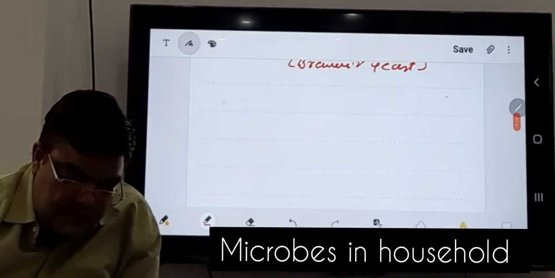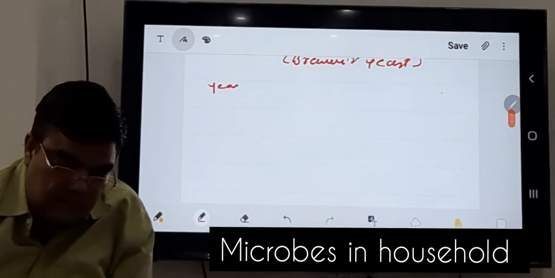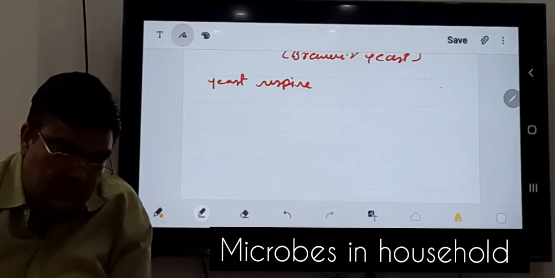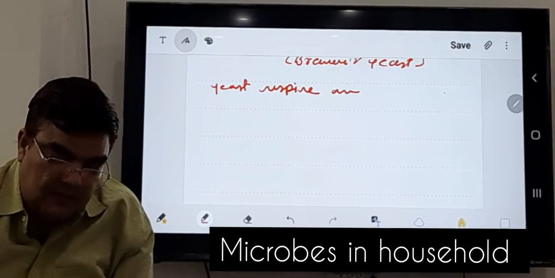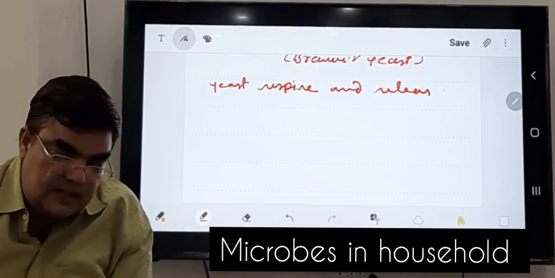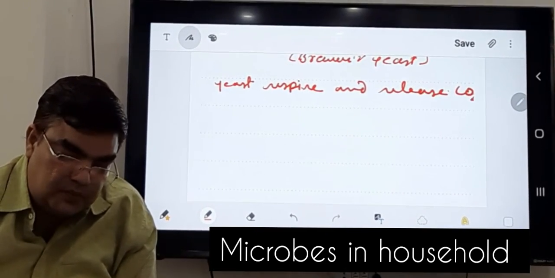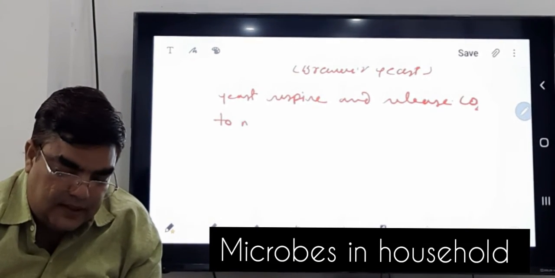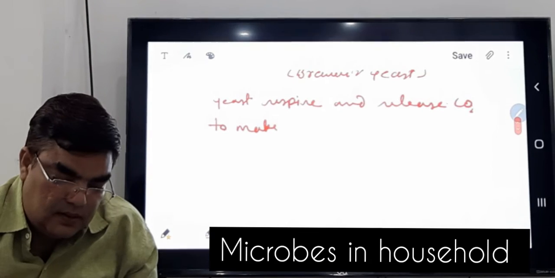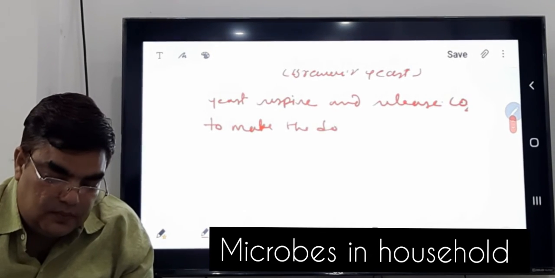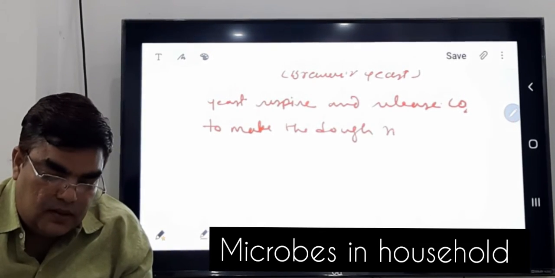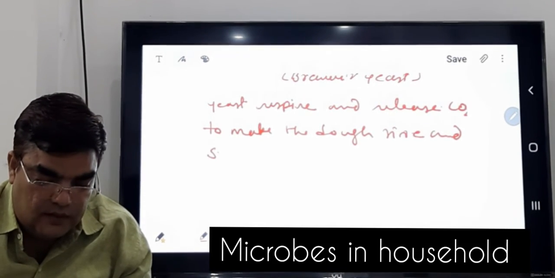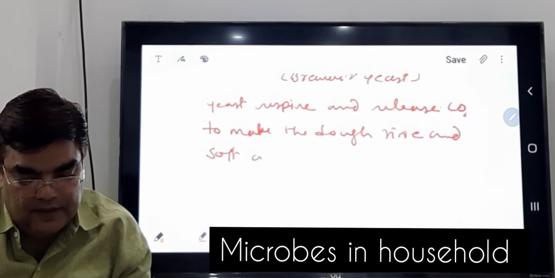Actually these yeast respire and release CO2 to make the dough rise and become soft and fluffy as well.